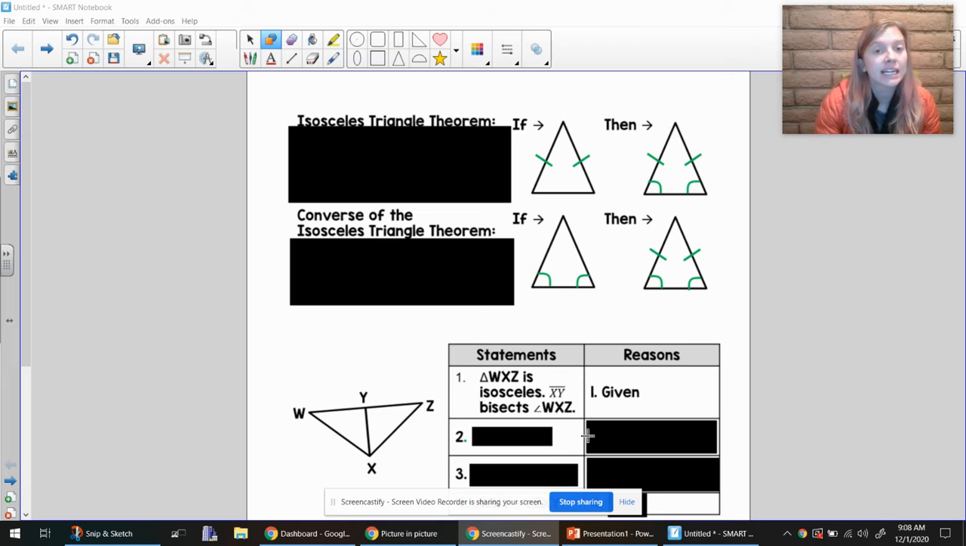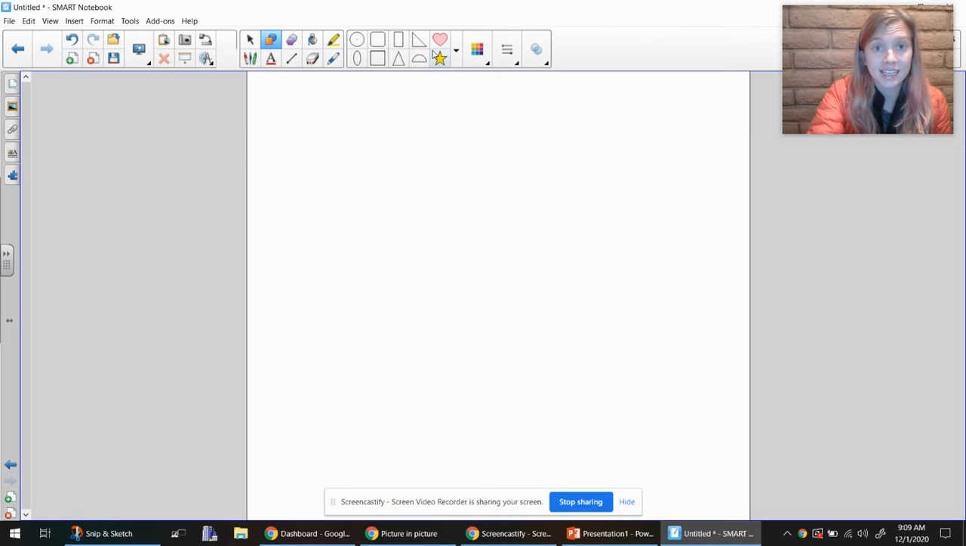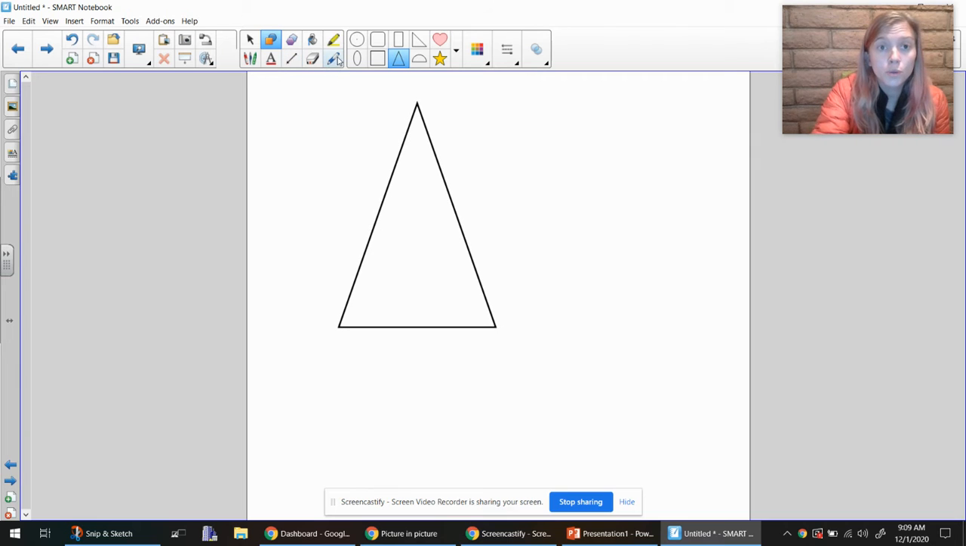So today we're going to kind of round up our triangle proofs by talking a little bit about isosceles triangles and some of the theorems that go with those. So the first thing we need to do is talk about what an isosceles triangle is. An isosceles triangle is any triangle that has two congruent sides and a different third side.